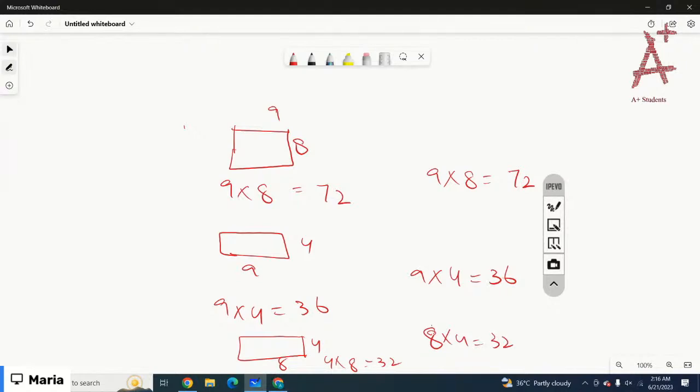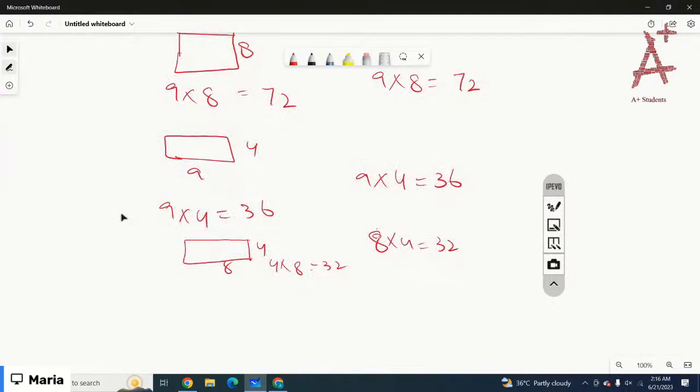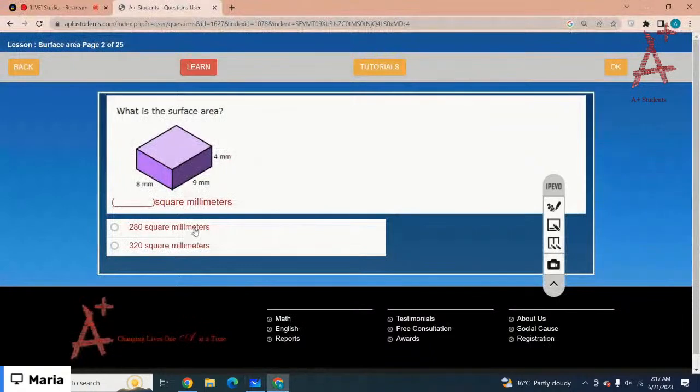So for the total surface area, you have to add up the area of all the faces. The surface area of the given shape is 72 plus 72 plus 36 plus 36 plus 32 plus 32. Got it? So just add them. The correct option is 280. It is 280 square millimeters. Got it?